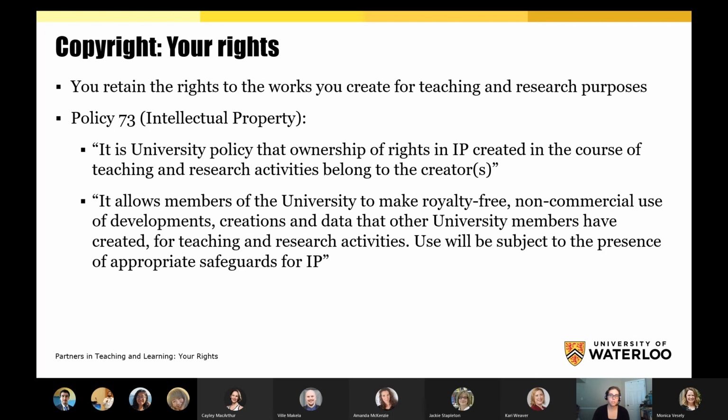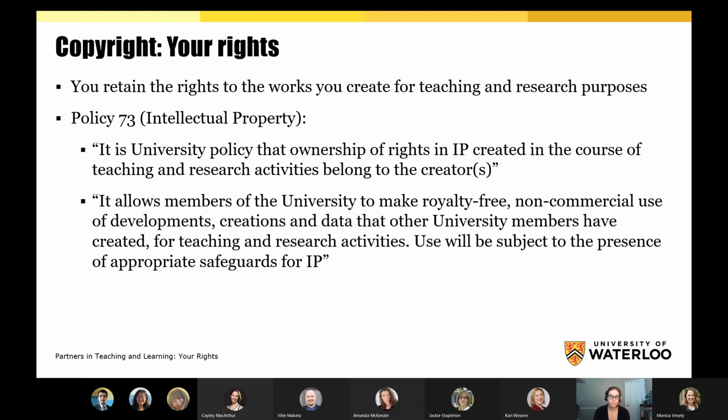That means that students might need your permission to reuse that content, especially in more open environments. While exceptions are still available to them, generally it's best if you create a conversation that helps them understand what you're expecting of them in terms of sharing your IP.